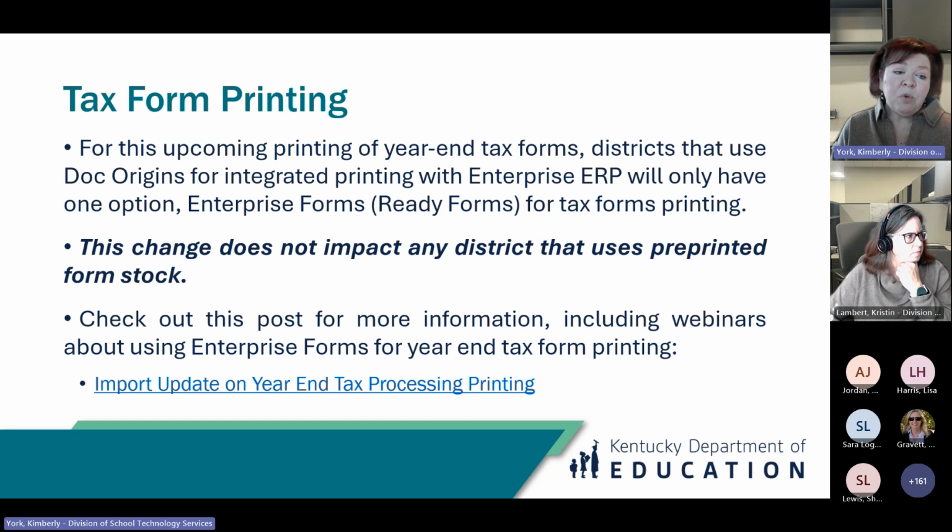So this is an important thing, your tax form printing. For this upcoming printing of year-end tax forms, districts that use Doc Origins for integrated printing with Enterprise ERP will only have one option, Enterprise Forms, which is Ready Forms, for tax forms printing. Note here that this change does not impact any district that uses pre-printed form stock. So please note that. Check out this post for information, including webinars about using Enterprise Forms for year-end tax form printing.